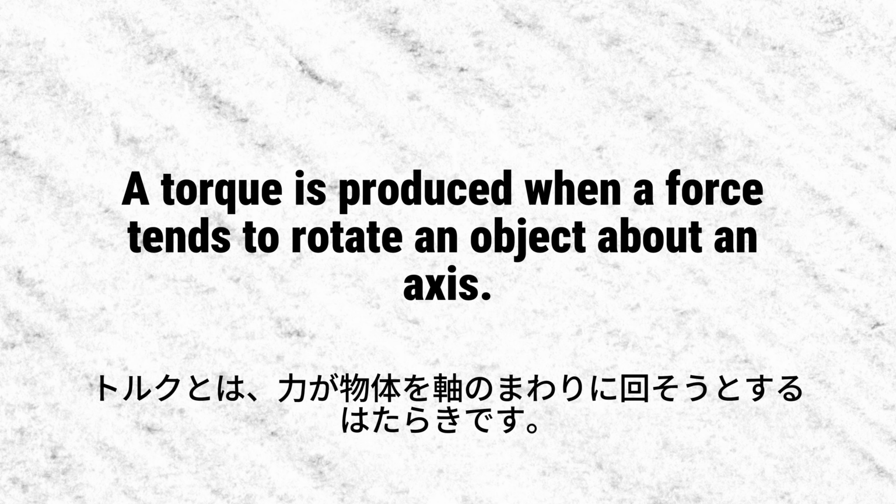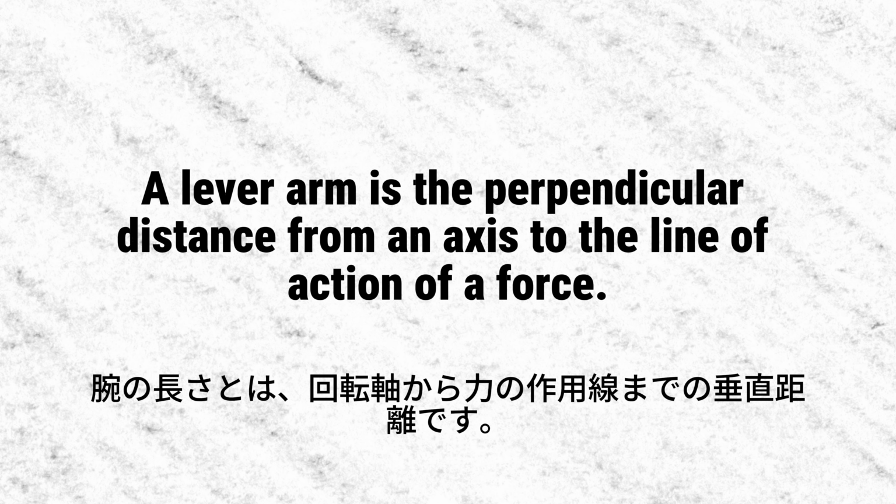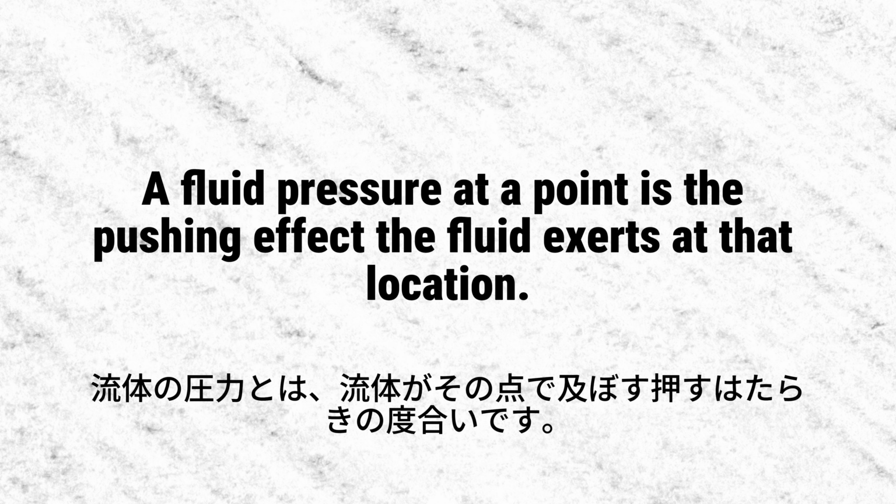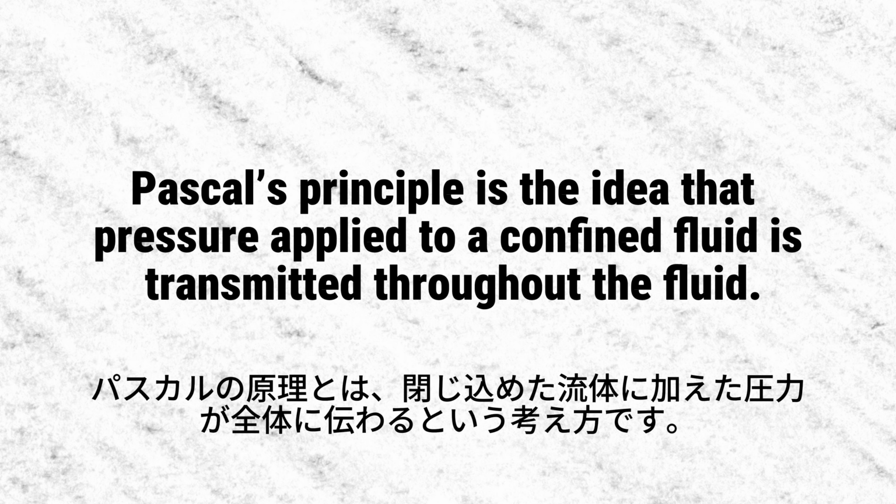A torque is produced when a force tends to rotate an object about an axis. A lever arm is the perpendicular distance from an axis to the line of action of a force. A fluid pressure at a point is the pushing effect the fluid exerts at that location. Pascal's principle is the idea that pressure applied to a confined fluid is transmitted throughout the fluid.